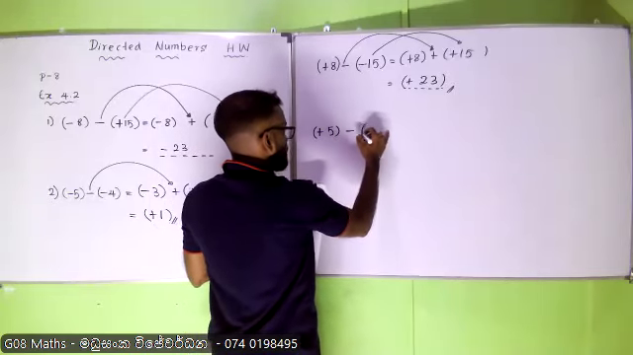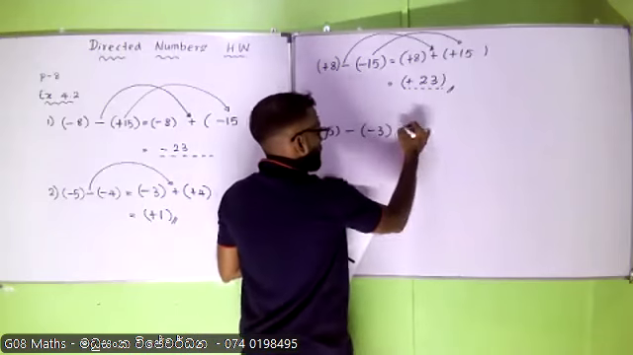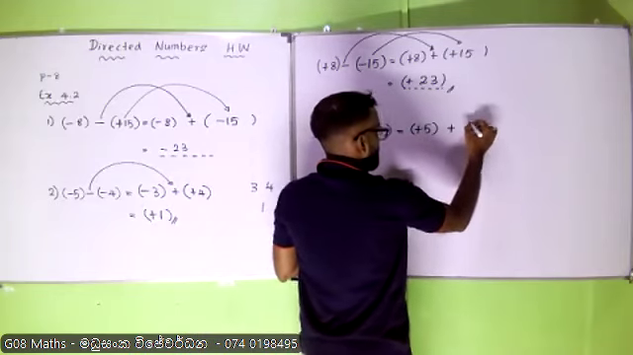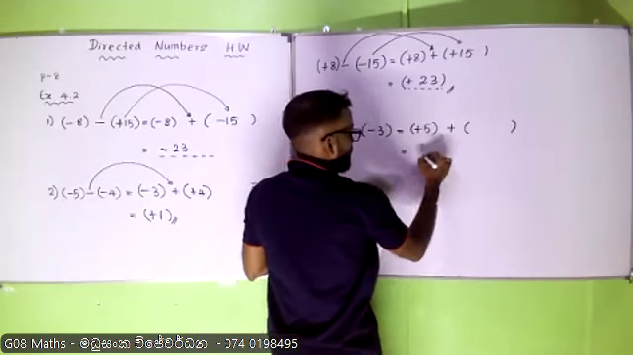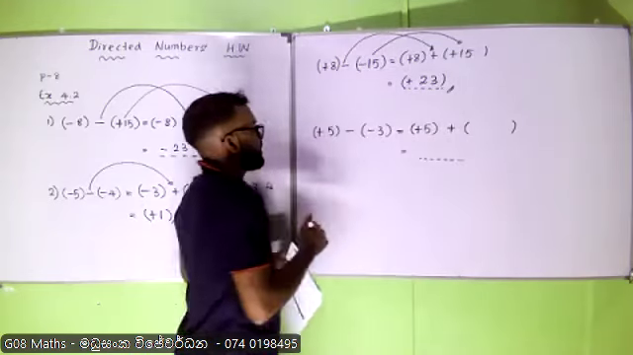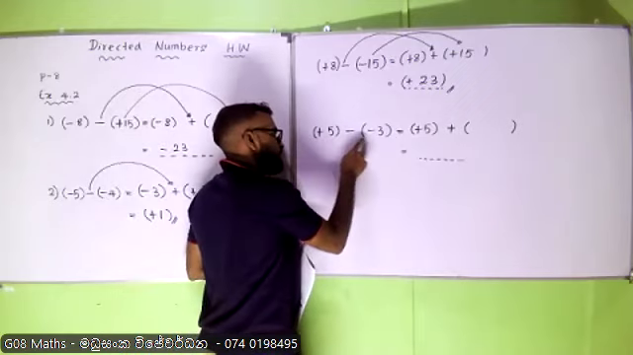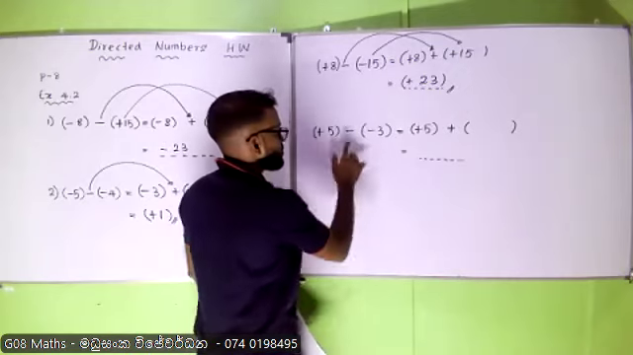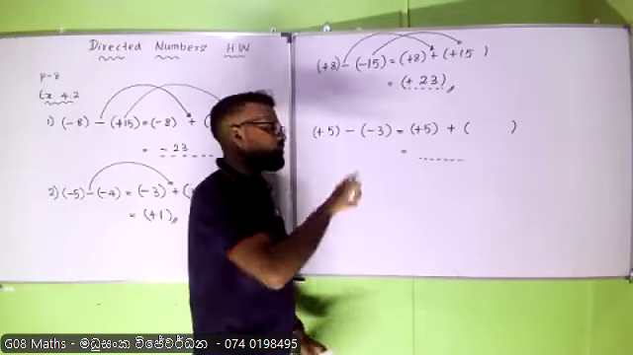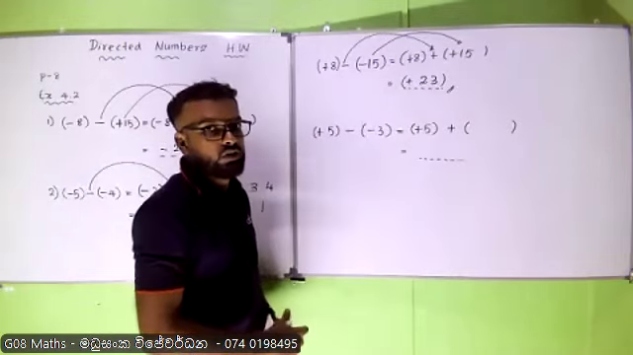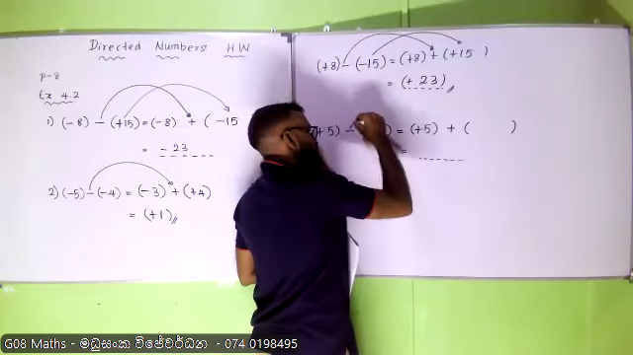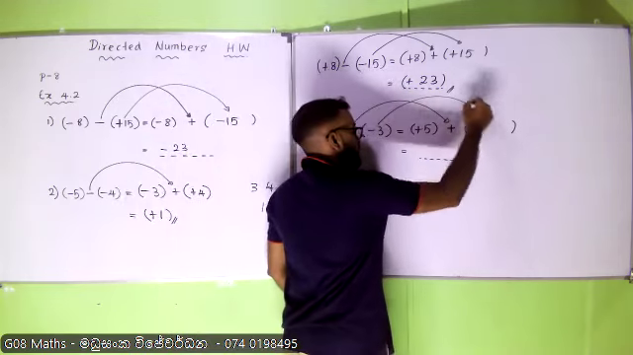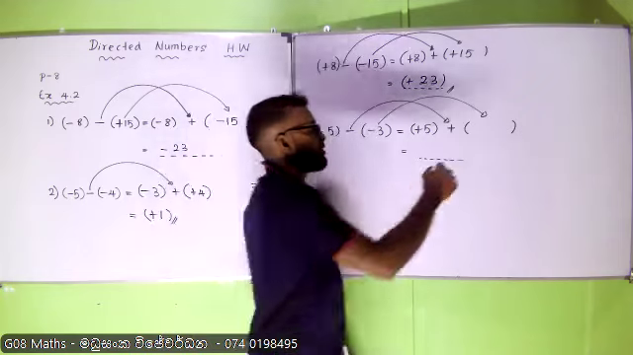Positive 5, negative 3, and here an equal mark, positive 5. Right? Addition. This one, and blank. So again, you have two directed numbers to be subtracted. If you have subtraction, you need to make sure that this subtraction converts into addition. So this negative has been converted into the addition, so you have to take the additive inverse of negative 3. The additive inverse of negative 3 is positive 3.